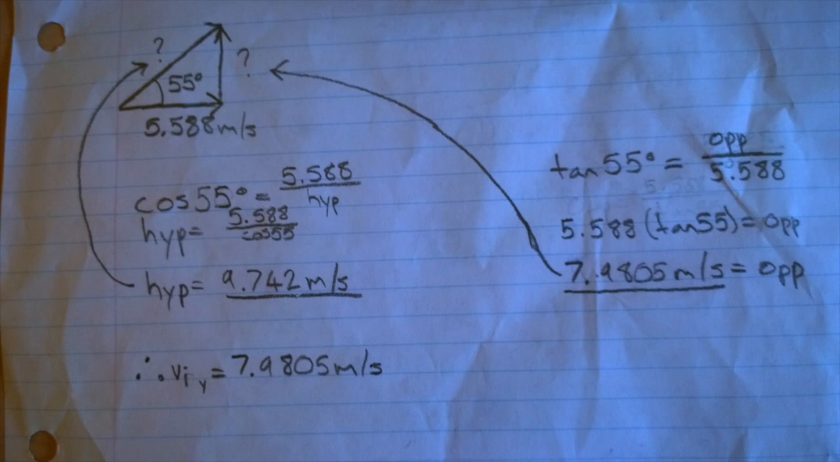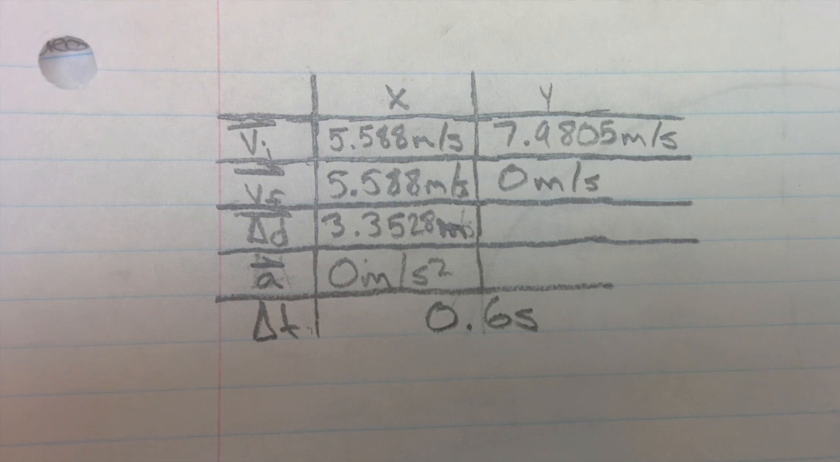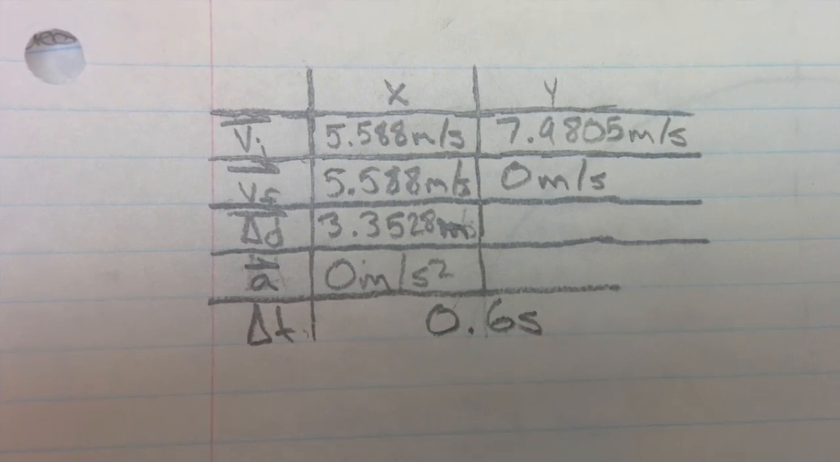We know that the horizontal velocity is 5.88 meters per second, and the angle of release is 55 degrees, allowing us to solve for the initial velocity using SOHCAHTOA. The number we get is 7.9805 meters per second. We now have solved for every value except the vertical displacement and vertical acceleration.